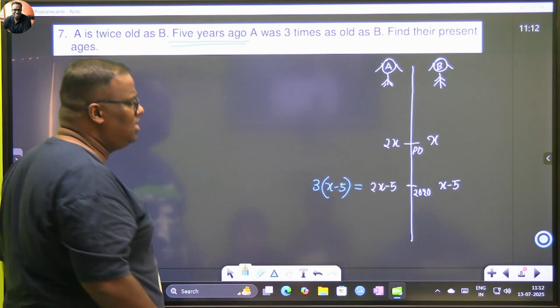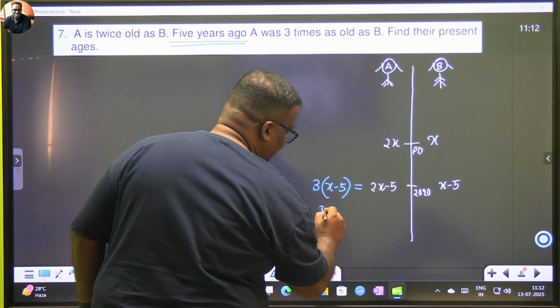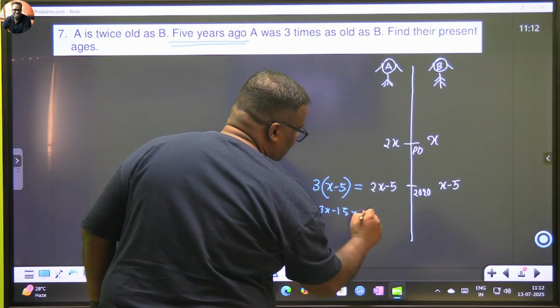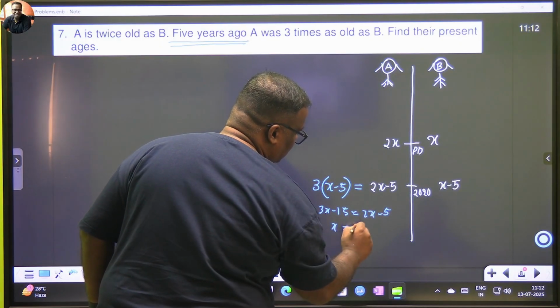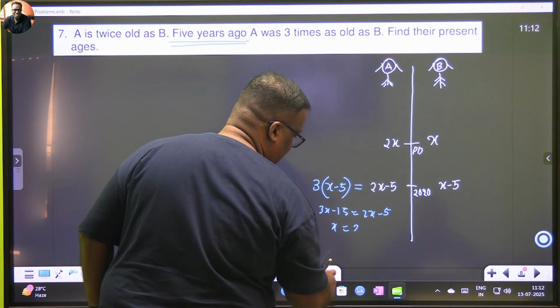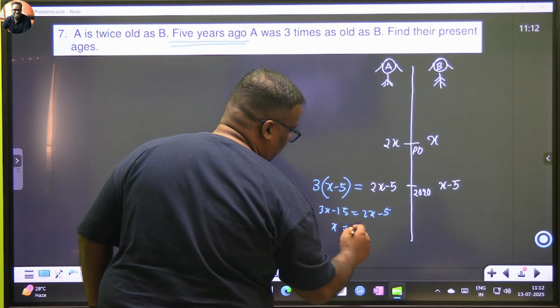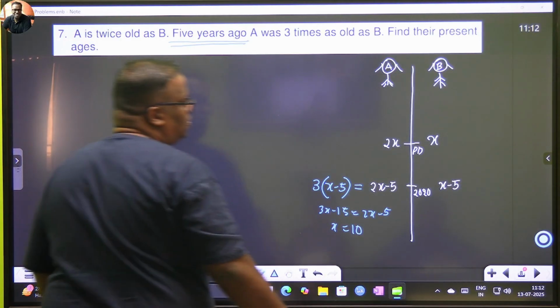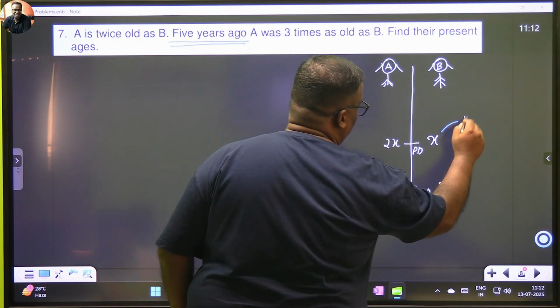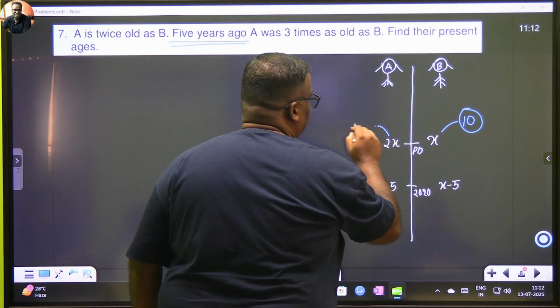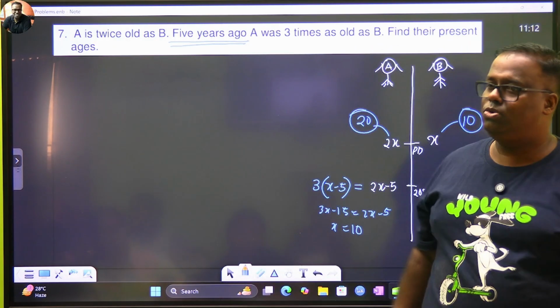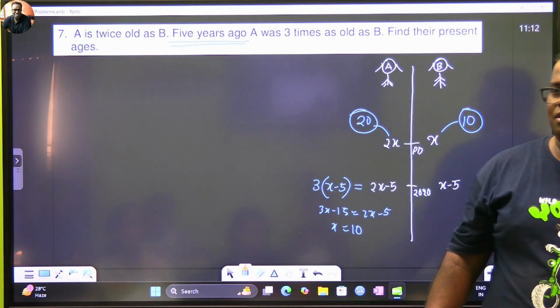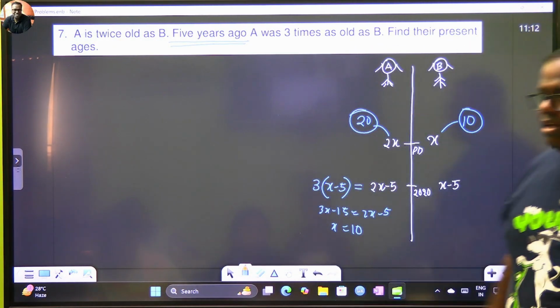Now the equation is very easy. Let us solve. 3x minus 15 equals 2x minus 5. 3x minus 2x is x, equal to how much? 10. x equals 10. So what are the present ages? B is 10 years and A is 20 years. Understood? Clear? Logic? You can calculate and check.